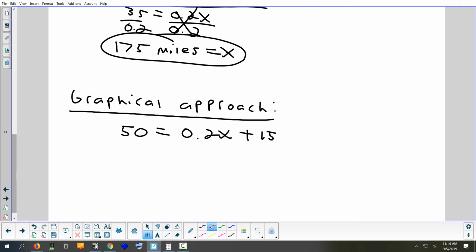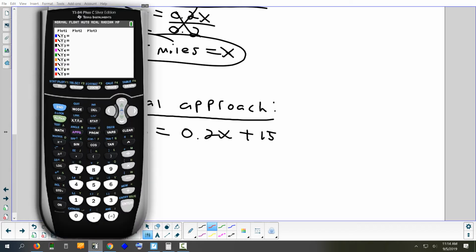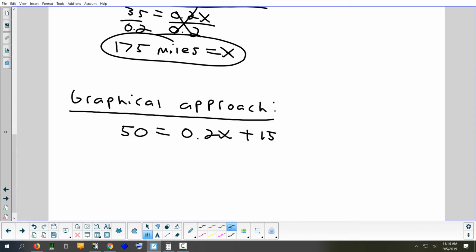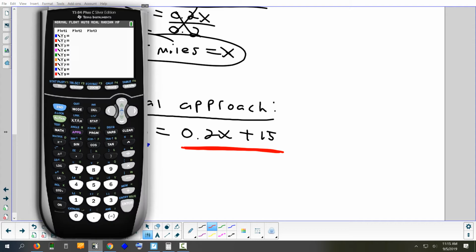All right, so one side of this equation is going to be plugged into y1. The other side of the equation is going to be plugged into y2. So it should look just like this: 50 in y1 and 0.2x plus 15. You could also do 0.2x, it's the same thing.